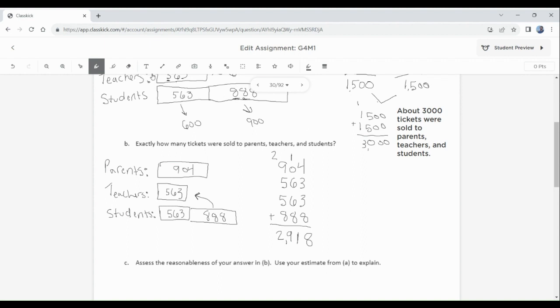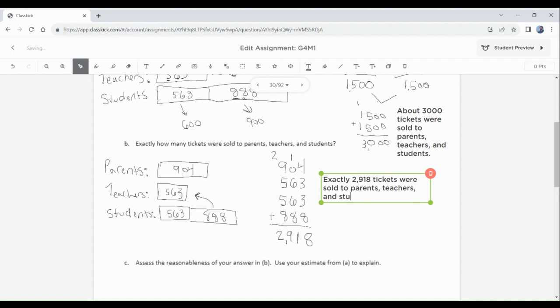2,918. So I could say exactly 2,918 tickets were sold to parents, teachers, and students.